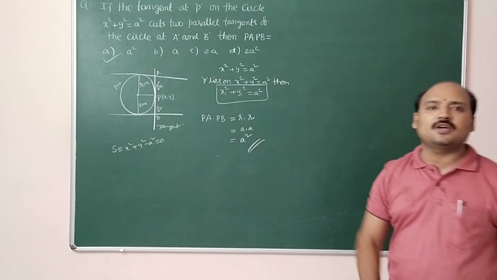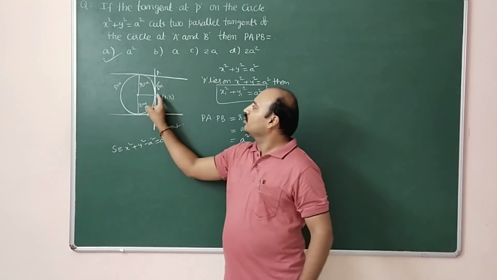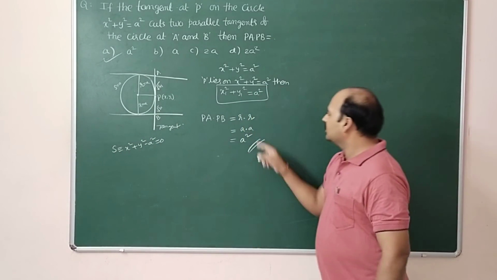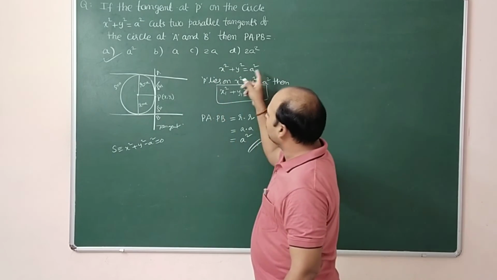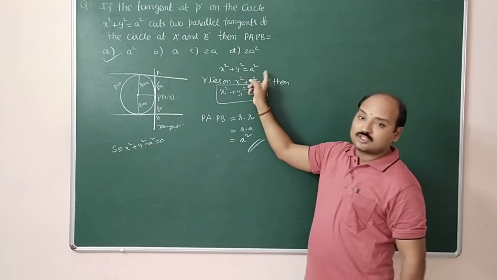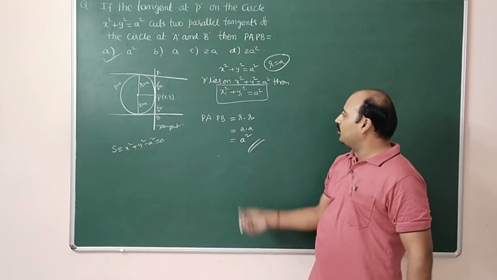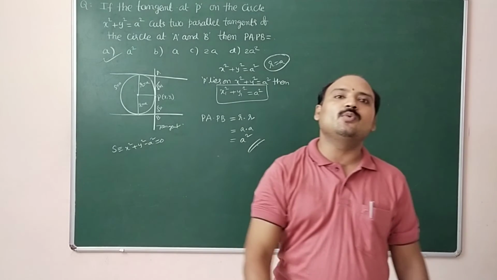Even like this we can do it another way. Other than the length of tangent concept, we can apply it like this also. So PA is equal to the radius of the circle. PB is also the radius of the circle. So R into R, a into a. R value is equal to what? Compare with x square plus y square equal to R square. R is equal to a here. So therefore, a into a, that is equal to a square. Like this also we can give the answer.